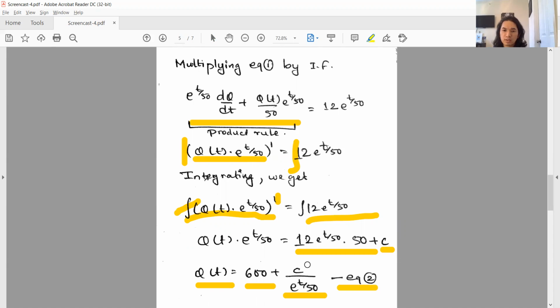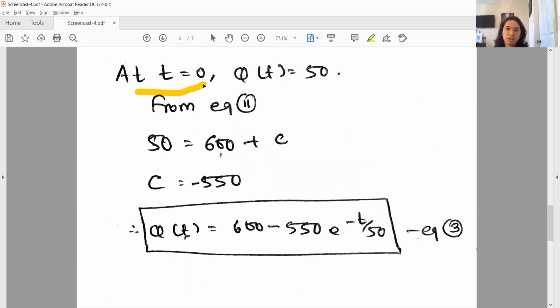After that, we solve for the value of c. In order to get c, we put t equals 0, and we already know that at t equals 0, q(t) is 50 pounds. So we substitute that 50 into equation 2, and we get 50 equals 600 plus c. We only get c because at t equals 0 the exponential term becomes 1. After that we get the value of c as negative 550. We plug that value into equation 2 to get this equation right here. That's equation 3. This is basically solving the differential equation.